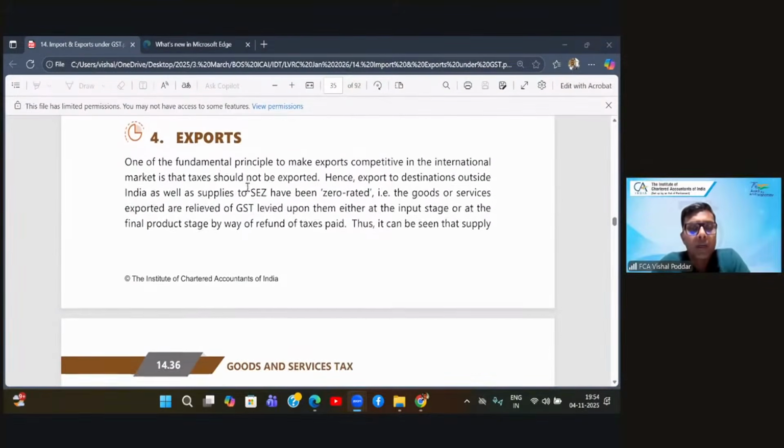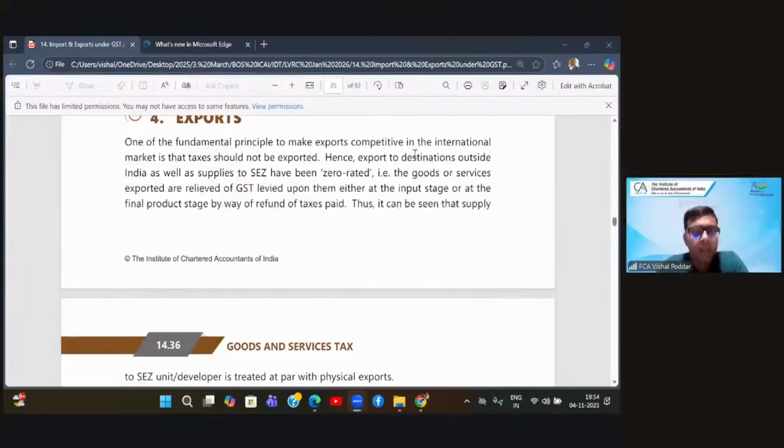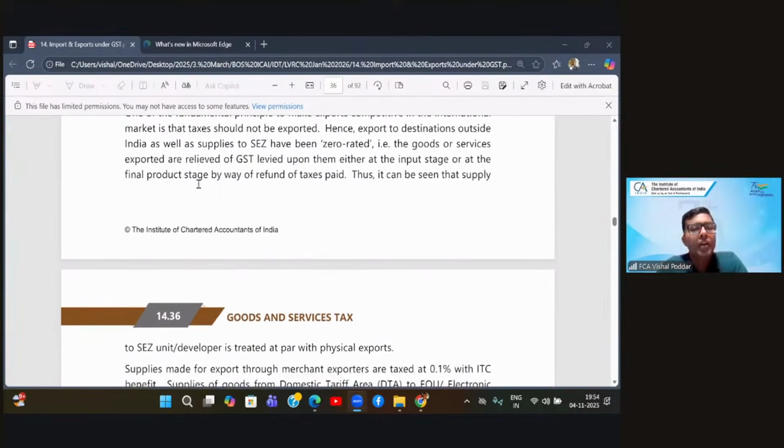So one of the fundamental principles to make export competitive in international market is to make it tax-free. Hence, export to destinations outside India as well as supplies to SEZ have to be treated as zero rated. Now, SEZ is a zone which is physically, geographically in India, but for tax purposes, it is treated as a foreign territory. That is, whatever supplies are made to SEZ have been treated as zero rated to give them the tax benefits, because generally SEZs make exports.